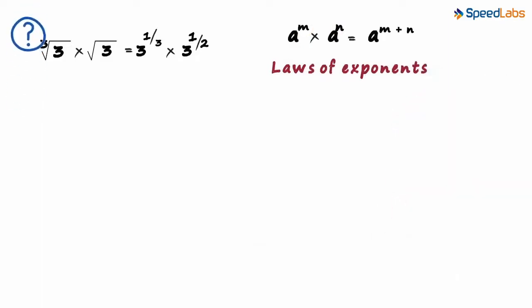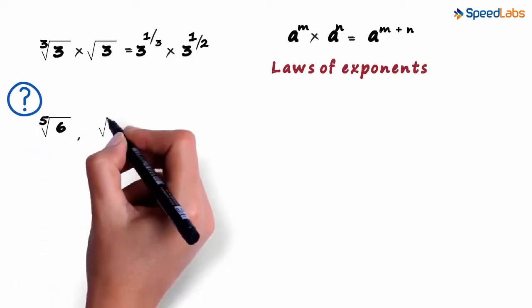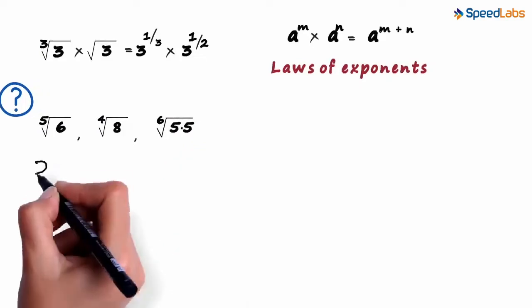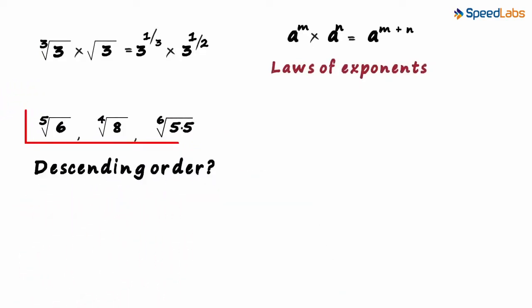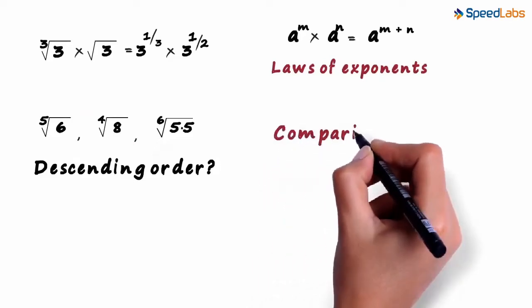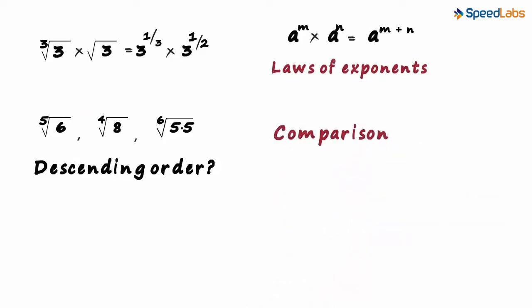Let me ask you another question. Look at these three numbers. 5th root of 6, 4th root of 8 and 6th root of 5.5. Arrange these in descending order. Just by looking at the numbers, you cannot compare them. Writing this in base and exponent form will also help us in comparison of such numbers. We will see how we can compare such irrational numbers in a separate video. So the main takeaway is that the base and the exponent form helps us in using the laws of exponents and in comparison of irrational numbers.